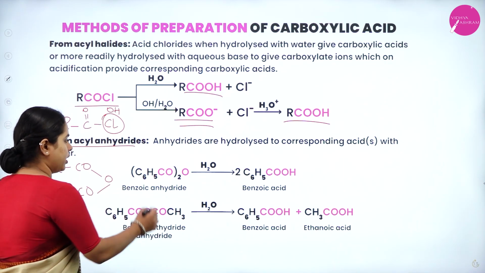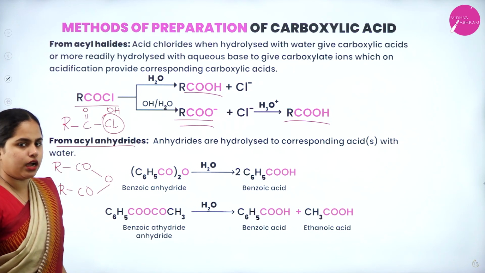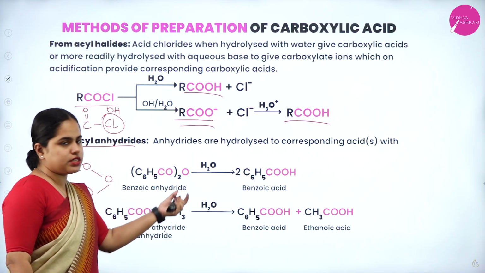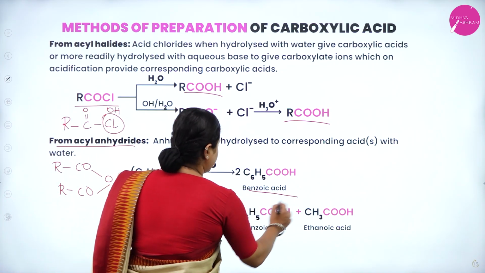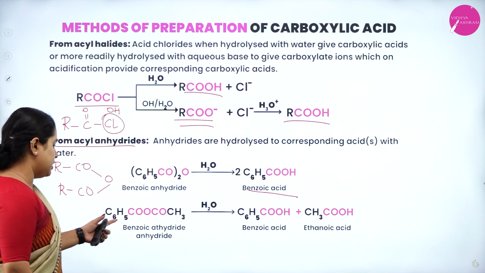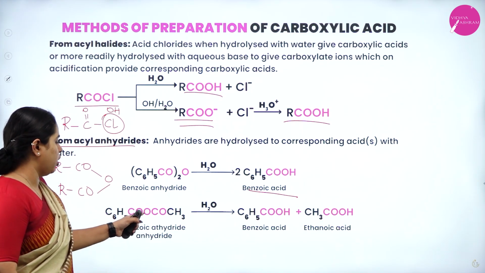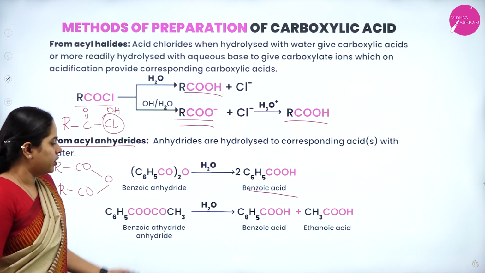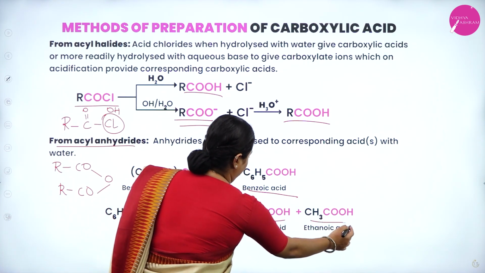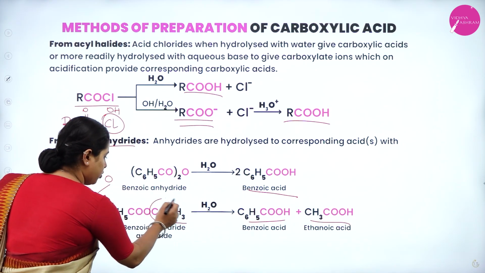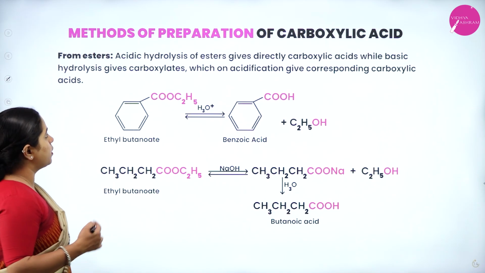Hydrolyzing, what you are going to get depends on the alkyl or aryl group you have taken; based on that you are getting the carboxylic acid. So C6H5CO, so C6H5COOH will be formed, that is benzoic acid. Here we are taking the same example. So the next example, we have taken C6H5CO-O-COCH3. Here it undergoes hydrolysis and forms two products, benzoic acid as well as ethanoic acid, because in this part you can form an ethanoic acid, and this part you can form a benzoic acid. Clear?